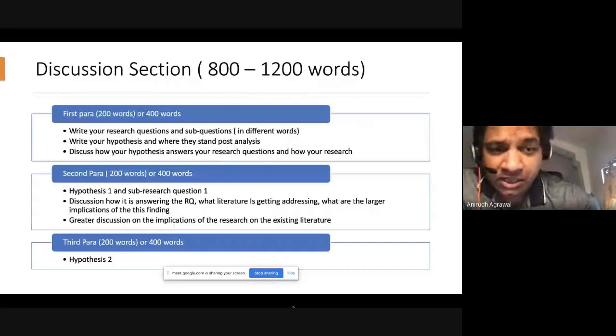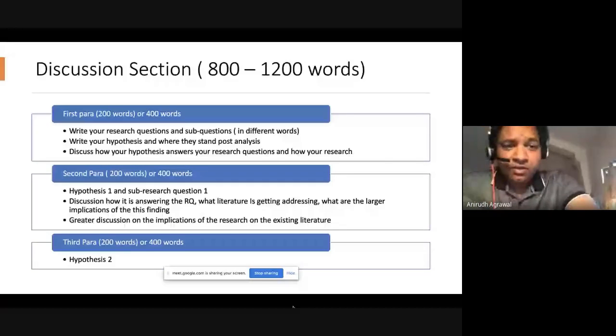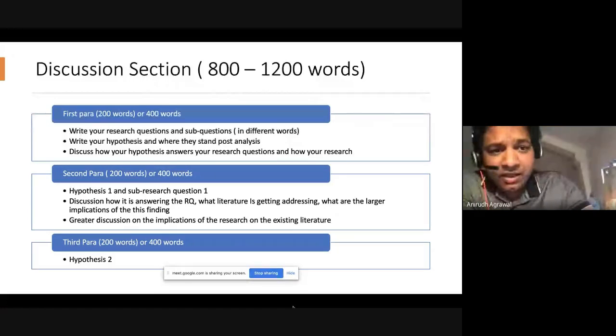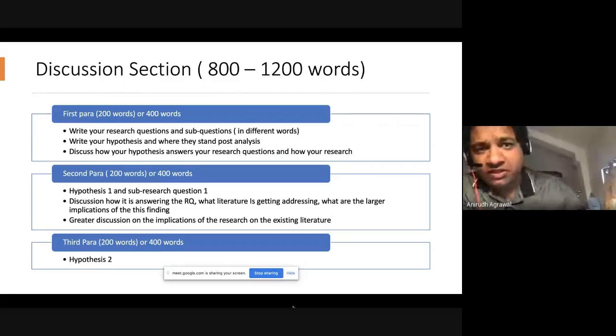That's your first para. In your second para, you discuss your first hypothesis, and how your first hypothesis answers the research question, what literature is getting addressed, what are the larger implications of your first finding, and the greater discussions on the implications of the research on the existing literature. Then you go to hypothesis 2, hypothesis 3. That's how you can structure your discussion section.